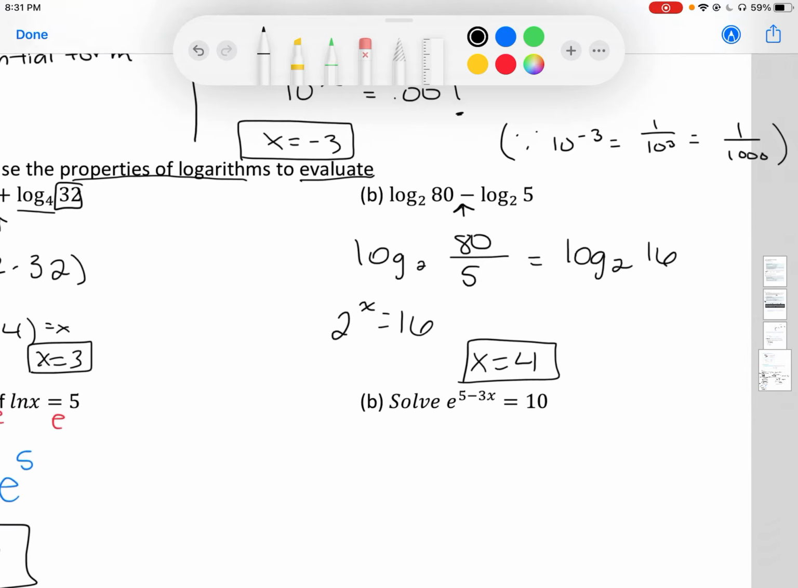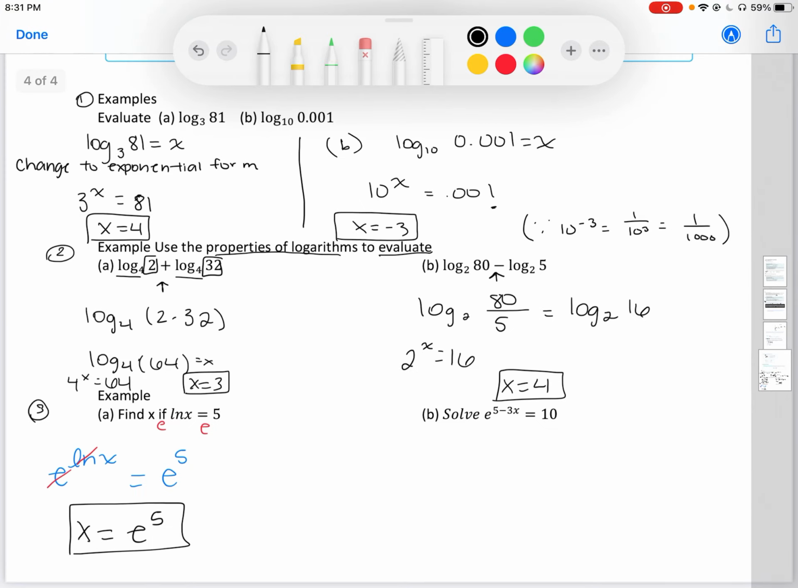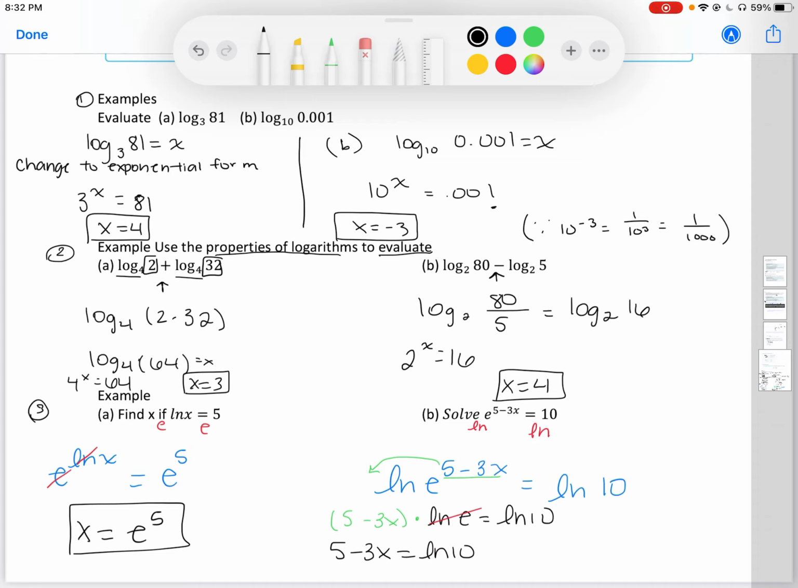Same thing for the next one. We have e. I know ln and e are inverses, so let's take the ln of both sides, so that I have the ln of e raised to the 5 minus 3x power equal to the ln of 10. Now, why do we do this? We do this so that we can use that property and bring our exponent forward. And so the ln of e is equal to ln of 10. We know ln and e undo each other, so we're just left with 5 minus 3x equals ln of 10.